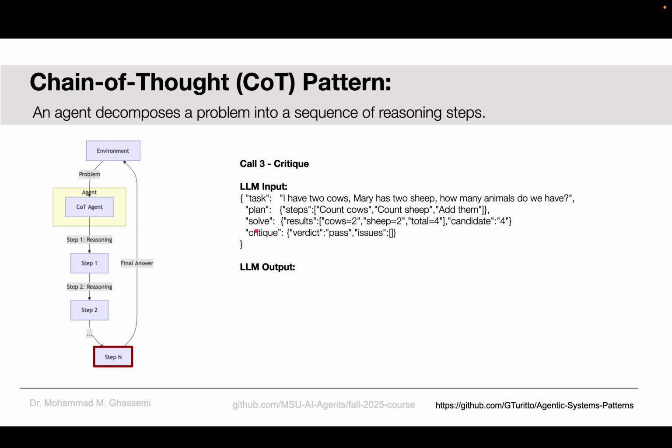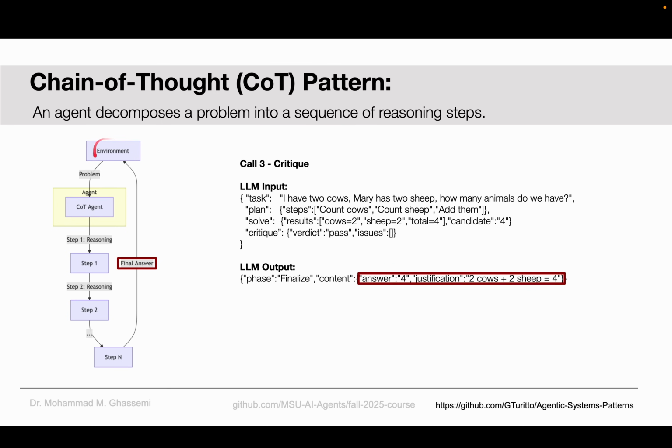So this comes up now into the input to the next step. And if you recall, the last step after the critique phase was the finalization phase. So in this case, this input comes into the LLM and the output is answer is 4. The justification is provided down here. And this answer is what you would pass back to the user in the chain of thought pattern.